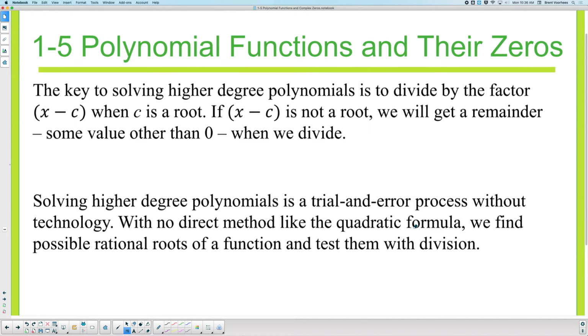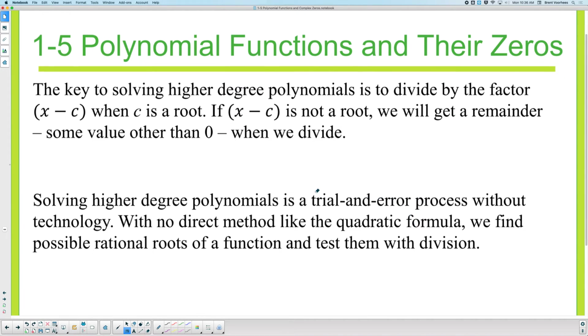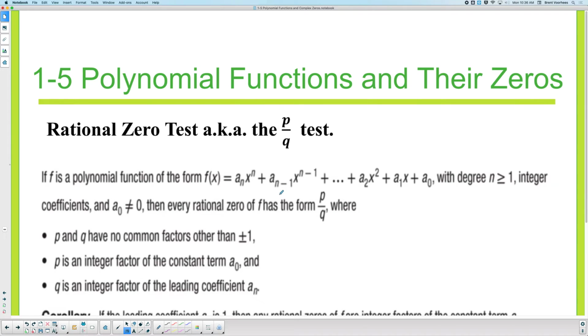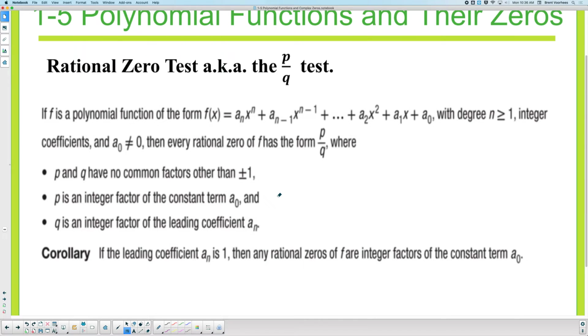What do we have? Some more information here. Okay, so this is stuff I've actually already told you, so I'm going to leave that here. It's telling you it could be trial and error. All right, and we now have finally come to how do you figure out what numbers to divide by if you don't have a calculator. And that's what this is. It's called the P divided by Q test.